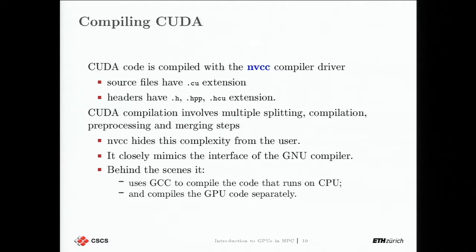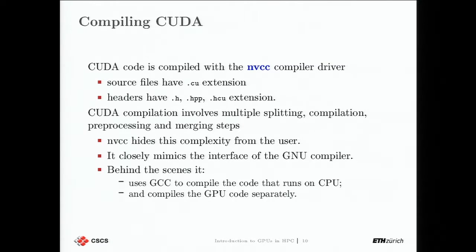CUDA code is compiled with the NVCC compiler driver. Normally when you're compiling C++, you'll use G++ or Clang or whatever. For compiling CUDA, we use NVCC, and the source files usually have a .cu extension, so instead of .c or .cpp, they have a .cu extension. For header files, there's no real standard way that I've seen. Sometimes they have just .h or .hpp, and sometimes I've even seen .hcu. But it's important that you use a .cu extension for source files.